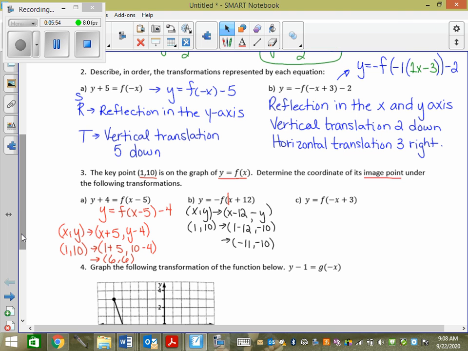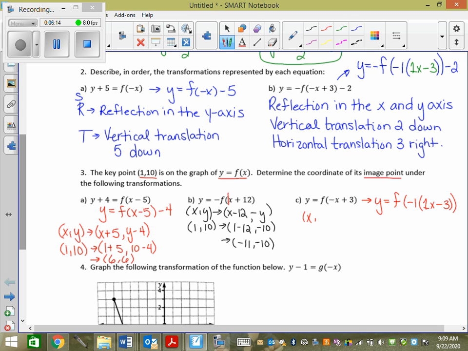C, I don't have a positive 1 in front of that x, so I have to take the negative 1 out first before I do anything, or I'm going to get the horizontal translation wrong every time. So I take a negative 1 out. Now I have positive 1x. Take a negative 1 out of 3. 3 divided by negative 1 is negative 3. So I'm actually moving 3 to the right, not 3 to the left.